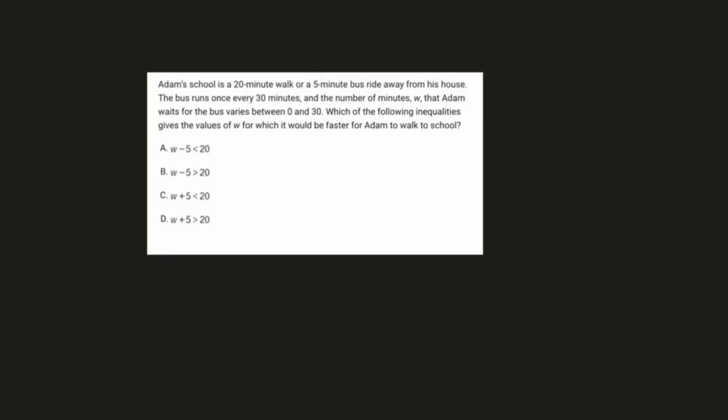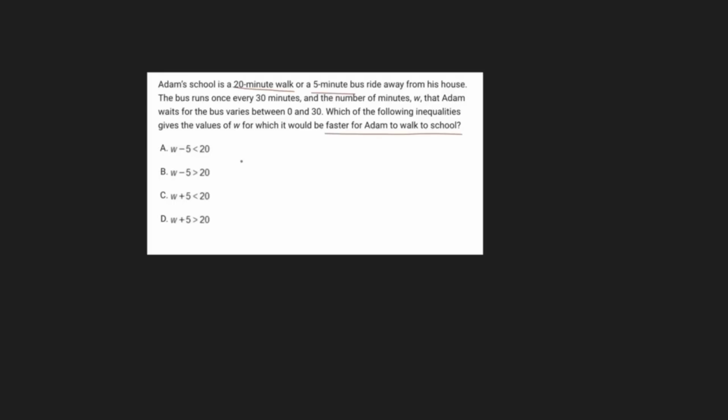Adam's school is a 20-minute walk or a 5-minute bus ride away from his house. The bus runs once every 30 minutes, and the number of minutes W that Adam waits for the bus varies between 0 and 30. Which of the following inequalities give the values of W for which it would be faster for Adam to walk to school? Right, so the first thing you notice here is that for all of our inequalities, everything on the right side is a constant 20, right?